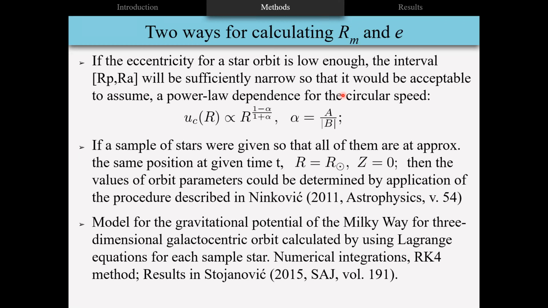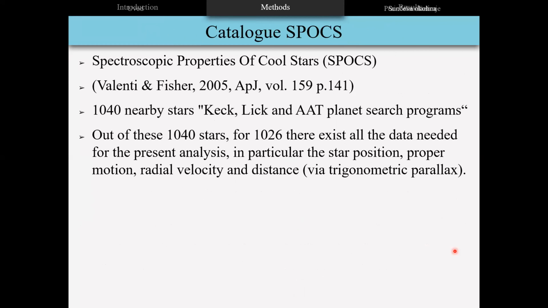And for this reason, the motion of selected stars should be examined in the numerical integration that I have already done, and everything is presented in the paper in 2015. I have chosen to create three-dimensional galactocentric orbits, calculating basic Lagrange equations of motion for each sample star, and using the Runge-Kutta 4 method for these numerical integrations. In this way, I can see the orbit of each star separately.